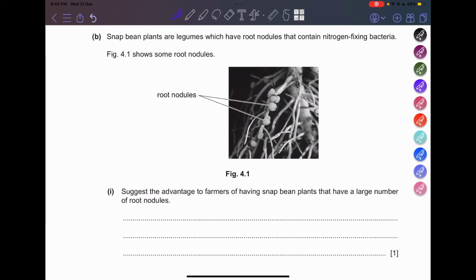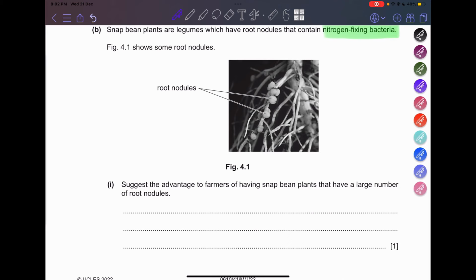Over here, they said that the root nodules contain nitrogen fixing bacteria. This, of course, will have an advantage to the farmers. This will actually make the farmers have more profit. This is because the plant itself has the nitrogen fixing bacteria, so the farmers do not have to spend extra money, or spend time to add the nitrogen fertilizer, and also they will use less fertilizer because the plant itself has the nitrogen fixing bacteria substance.